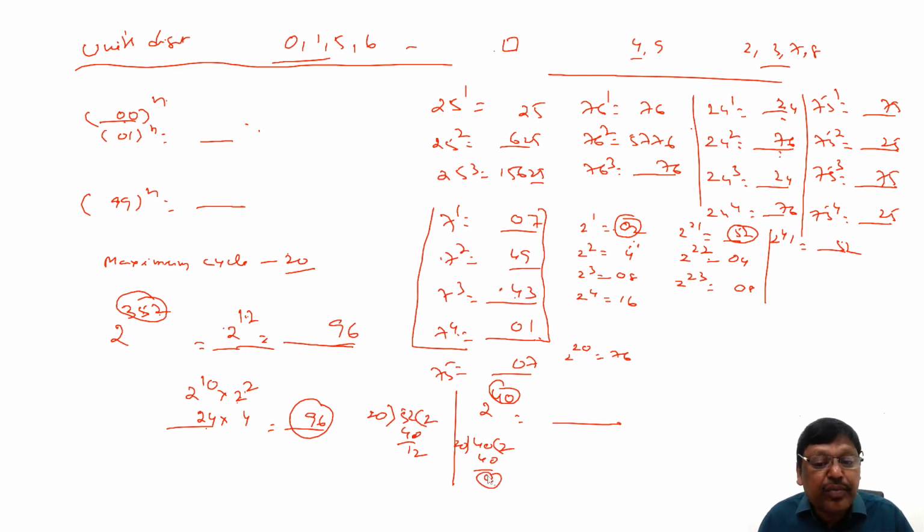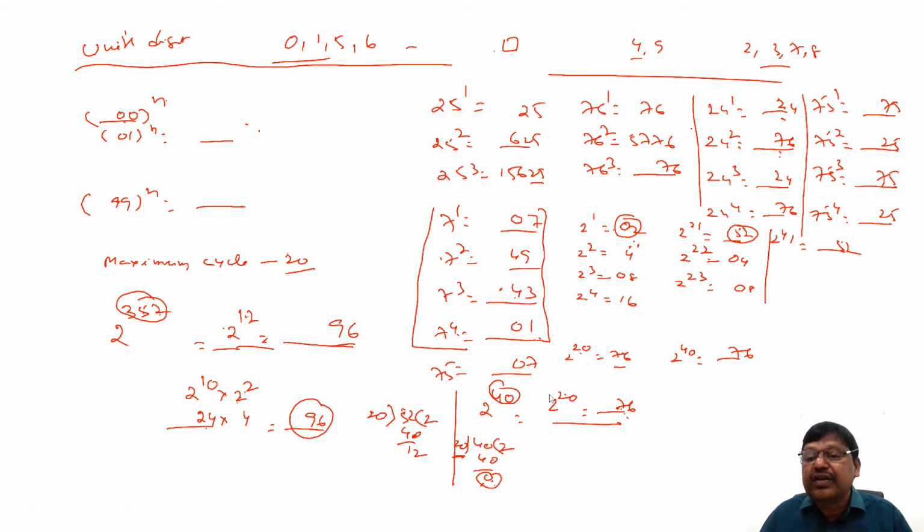If the remainder is 0, because you are dividing by 20, take 2 power 20. I tell you, 2 power 20 will end with 76, and 2 power 40 also will end with 76. So 2 power 20's last two places are 76. So in case the remainder is 0, take the power as 2 power 20, that is 76.